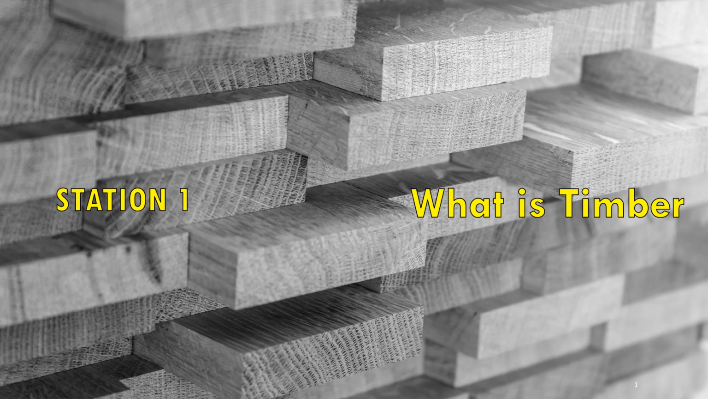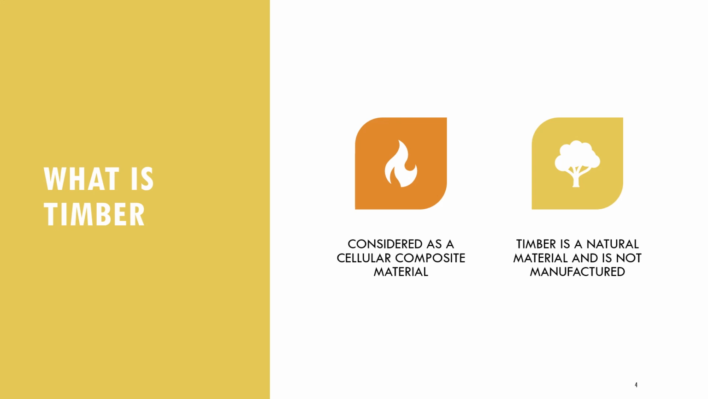Station 1 for today, what is timber? So I'll be talking about the main properties of timber and how we classify it. The first point to note here is that timber is a natural material, so it's not manufactured. You obtain it from trees, obviously, and so when you look at its structural composition, it's mostly a cellular composite material.